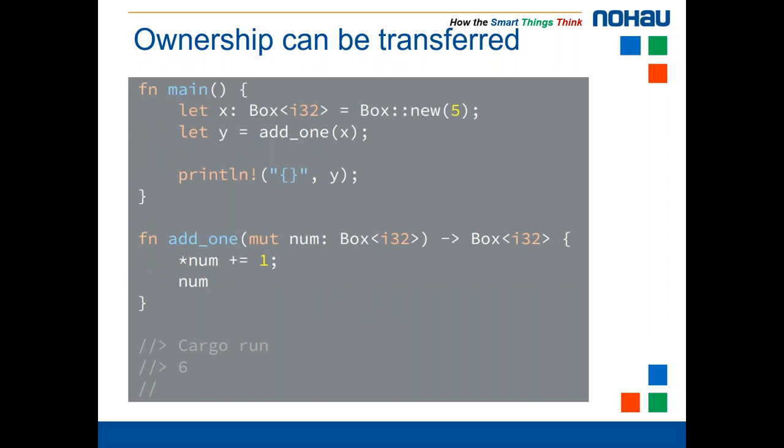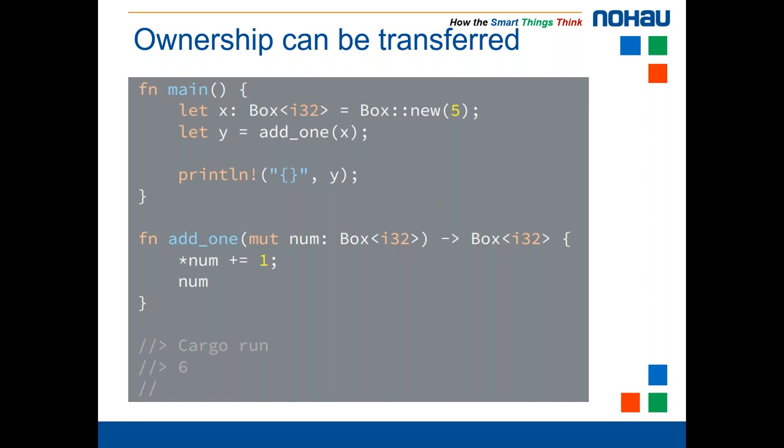So it's possible to transfer ownership. In this example, for the first time we have a main function, and then we have another function called add one. In the syntax, you're seeing what type it's going to return. It's going to return Box i32, and it's going to increment the num variable, not variable, but type.